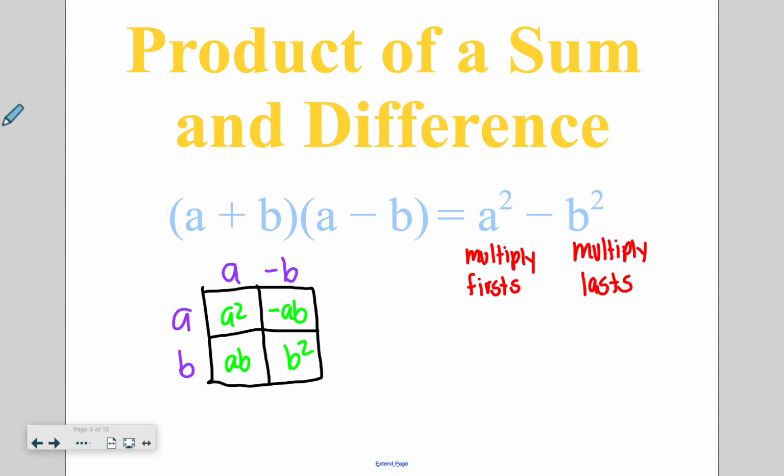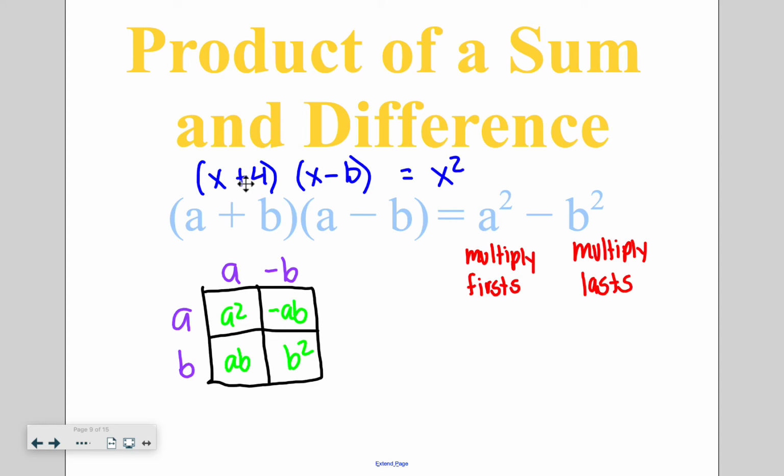The last piece we have for our special cases is the product of a sum and a difference. So we have the two values that are going to match, but their signs are different. So for example, if I have x plus 4 and x minus 4. In this case, you're going to multiply the first parts first. So in this case, it would be x times x.